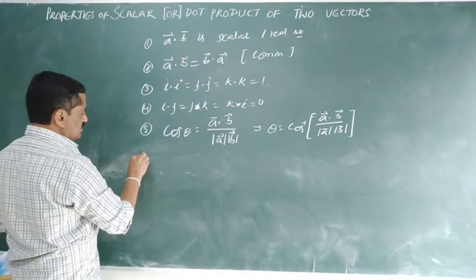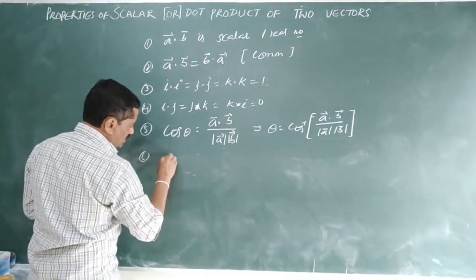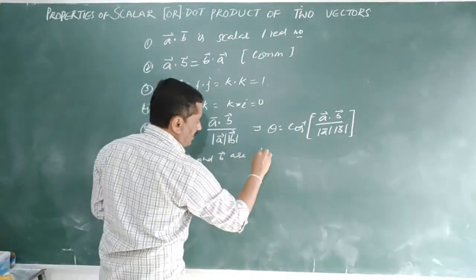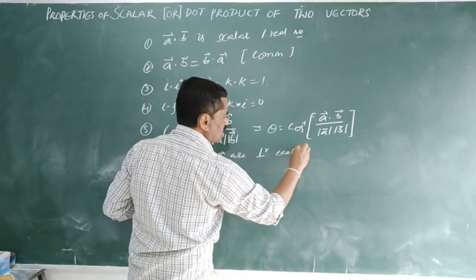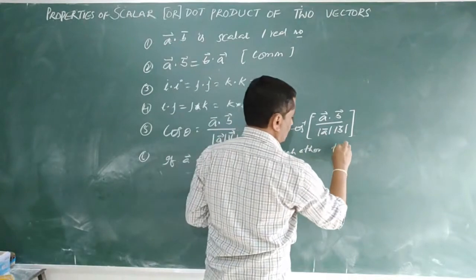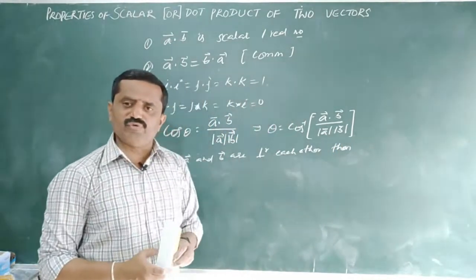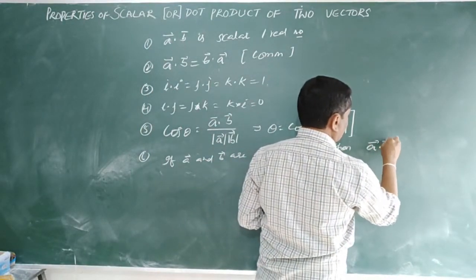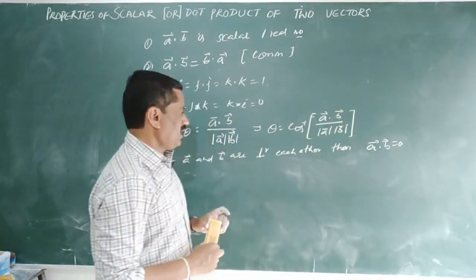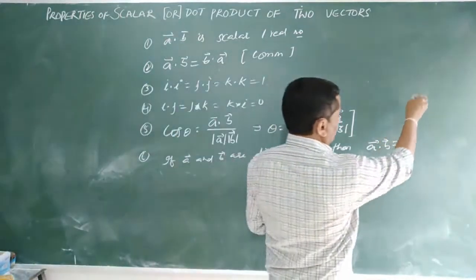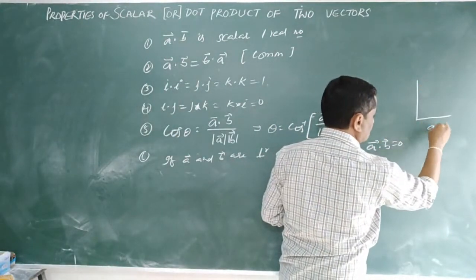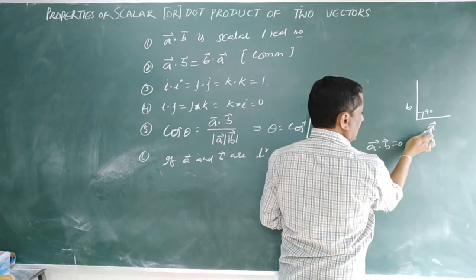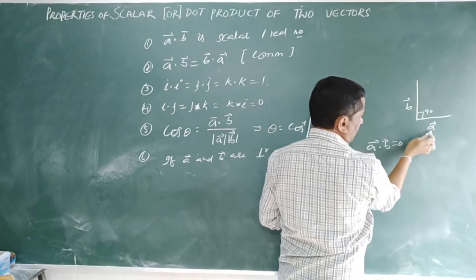Next, the sixth one we have: if A bar and B bar are perpendicular to each other, then the dot product of two vectors is equal to 0, that is A bar dot B bar is equal to 0. Whenever the angle between A bar and B bar is 90 degrees, then we say that A bar is perpendicular to B bar or B bar is perpendicular to A bar.